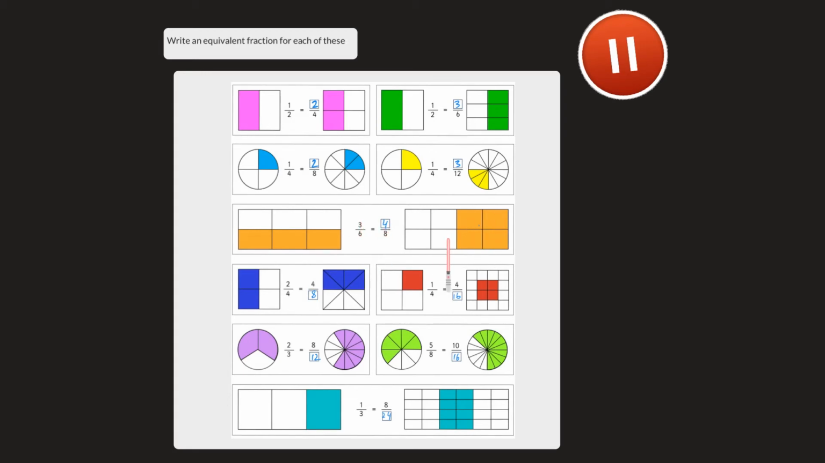Now these two orange ones, if you imagine that was down the bottom, that would be the same parts shaded in. The rest of them, what you could have done is worked out what the number was multiplied by. So that's 2 multiplied by 2. So if I multiply the 4 by 2, that would get me to 8. And we can do that with the rest of them to work out the equivalent fractions.